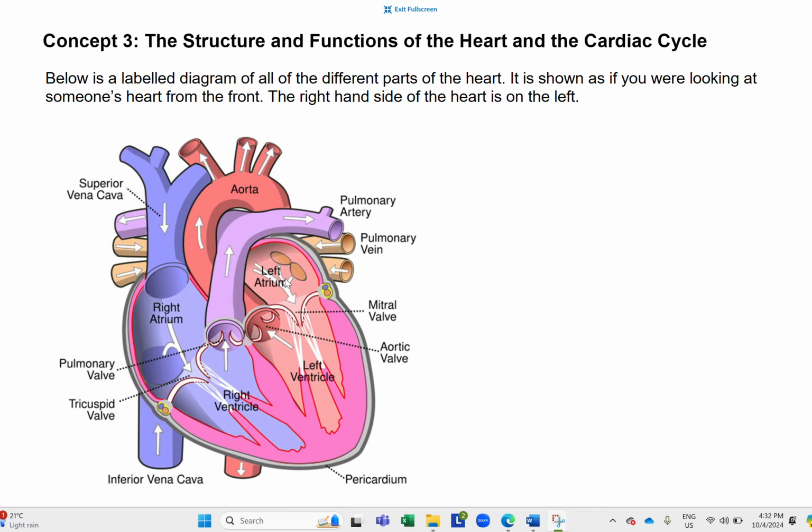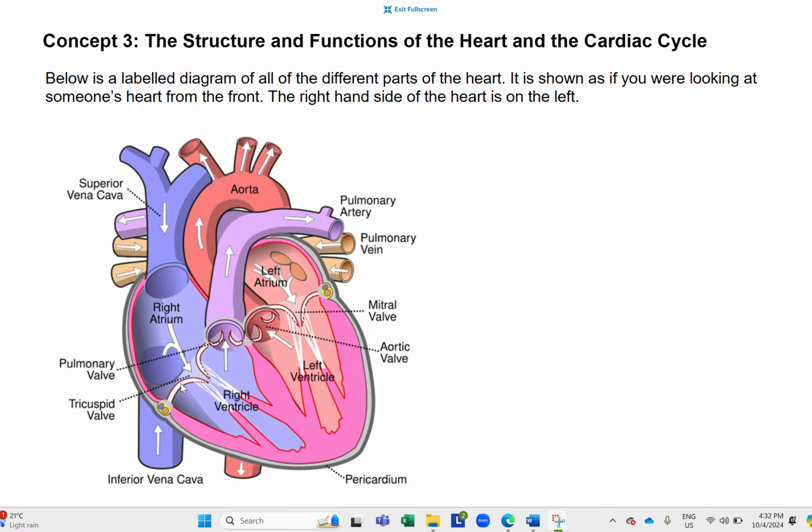So, from the right atrium, it goes into another chamber called the right ventricle. The ventricles are a little bit bigger than the atriums. To go from the right atrium to the right ventricle, the blood must pass through a valve.